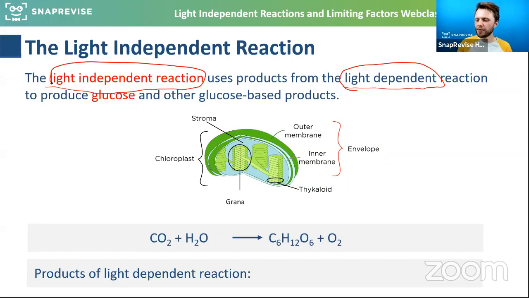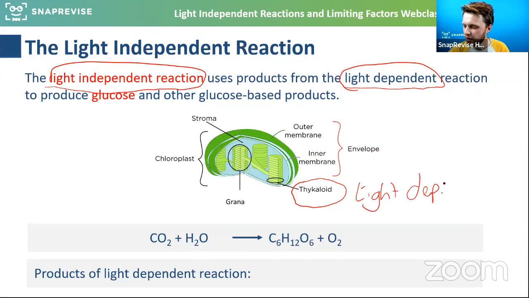Okay. In terms of where everything happens, it's important as well that you understand where stuff is going down. So who can tell me what was going on in the thylakoid? What is the stage that happens in the thylakoid? Yeah, exactly. So we are absorbing light, someone has just said, thank you very much. So in the thylakoid, this is where the light dependent reaction is happening.